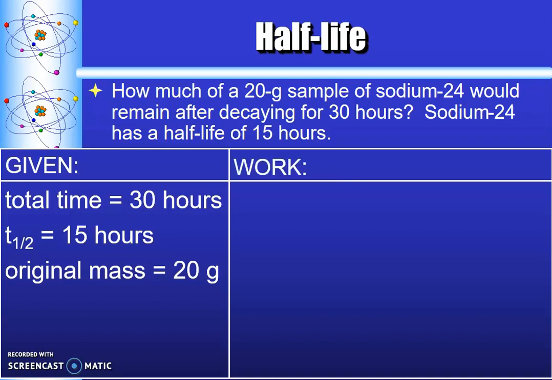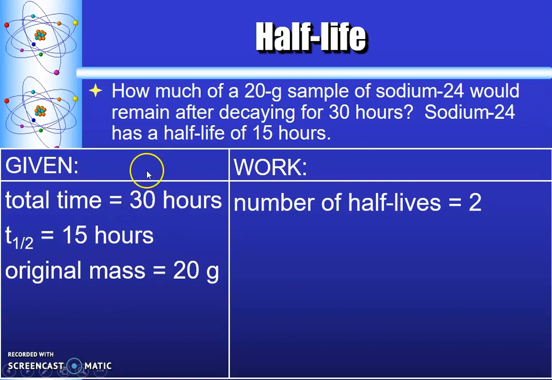So the first thing I need to do here is say, well, how many half-lives do I need to go through? This is similar to what we did before, where we are going to figure out the number of half-lives by doing the total time, 30 hours, divided by 1 half-life, which is 15. 30 divided by 15 is 2 half-lives.